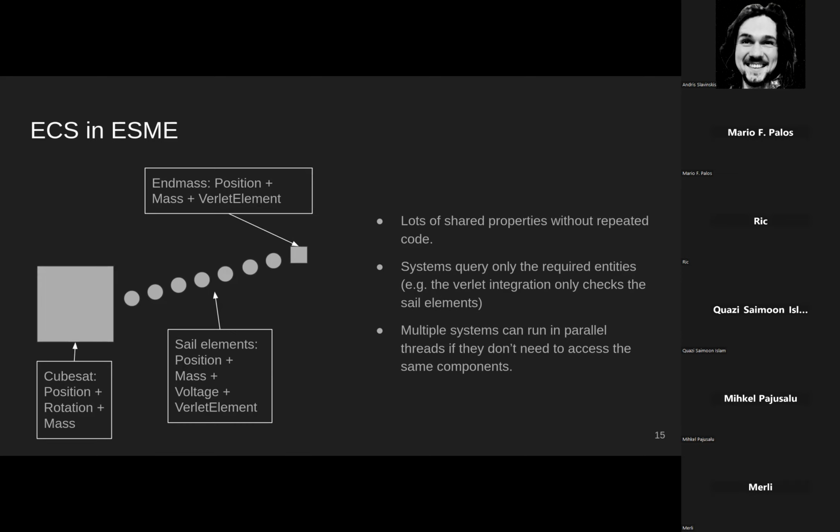Now I can have systems that check only the required entities, and that, by accident, makes your code able to be run in parallel. So you could have a thread that calculates the rotation of the CubeSat, and another thread at the same time can calculate the space rope. That can happen because the system that does the rotation doesn't need the sail elements and vice versa. So the code can run even faster. And the hope is that it can run in real time, and for now it's totally capable of doing that.